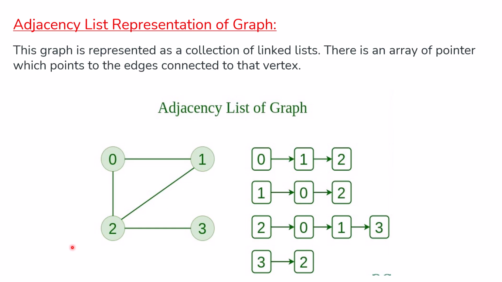Next, from 2, there is a direction from 2 to 0, and next 2 to 1, and 2 to 3 also, right? Now coming to 3, how many nodes are connected from 3? Only 2. From 3 to 2 only there is an edge. 3 to 0 is not there, 3 to 1 is not there. So likewise, you need to represent the adjacency list by using a linked list.